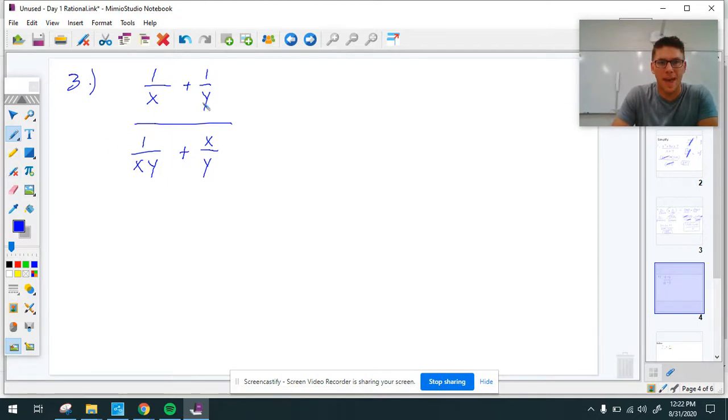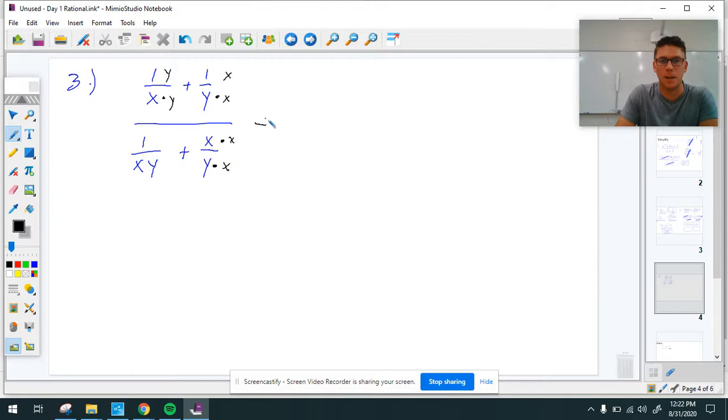So if we were to add these two up top, we have an x and a y. They need a common denominator. This needs a y. This needs an x. So we're doing them individually here, okay? Top and bottom individually. X, y, that means this needs an x. And you create them through multiplication.